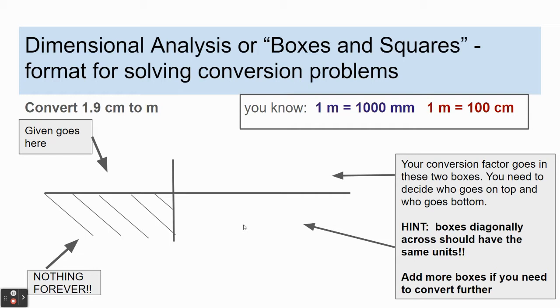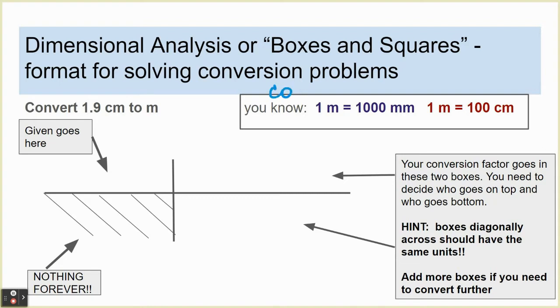Now, you should know by heart a few of the conversion factors, basically the base conversion factors. You should know that 1 meter is equal to 1,000 millimeters. You should also know that 1 meter is equal to 100 centimeters. You should know those two conversion factors, and you need them to be able to convert 1.9 centimeters to meters. So let's start with the format.